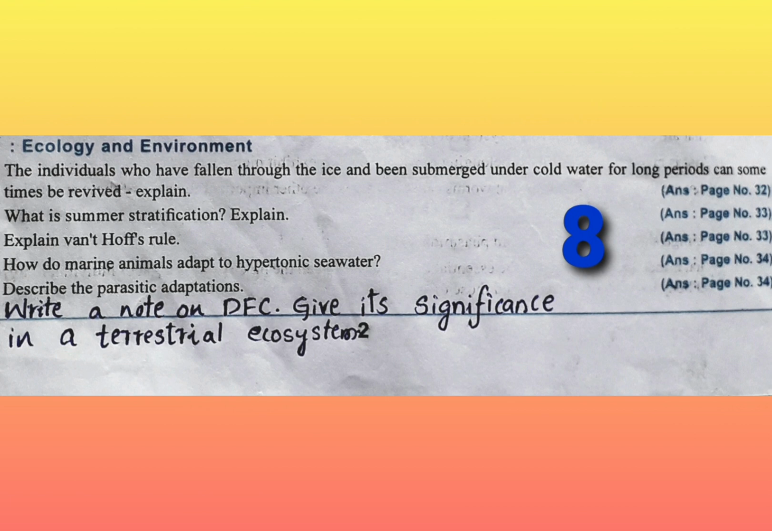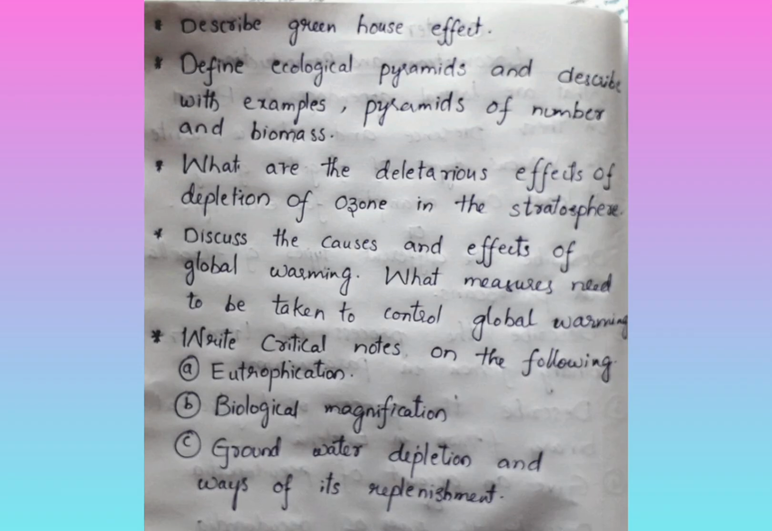How do marine animals adapt to hypertonic seawater? Describe the parasitic adaptations. Write a note on DFC, give its significance in terrestrial ecosystem. Describe greenhouse effect. Next, define ecological pyramids and describe with examples pyramids of number and biomass.